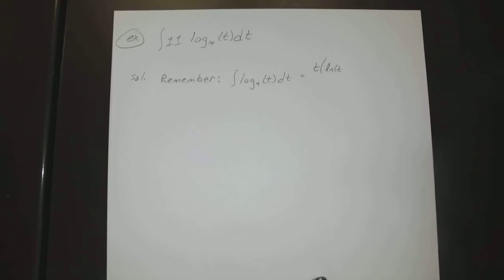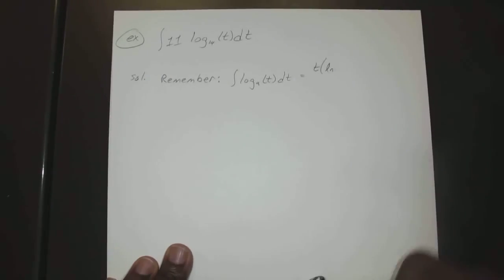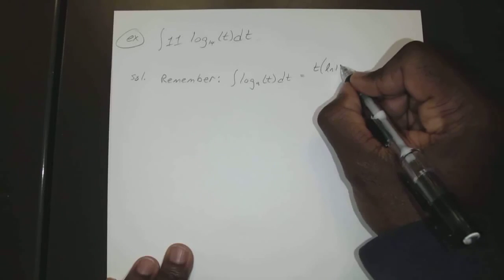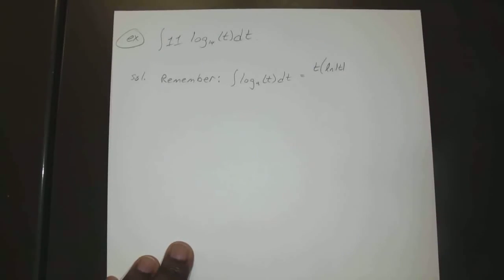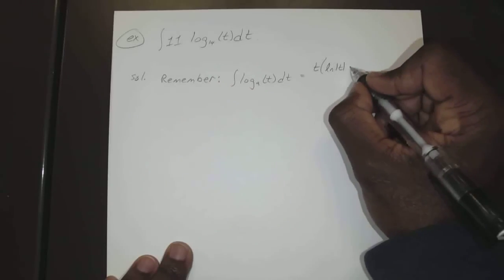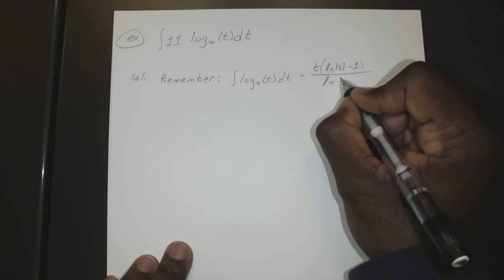That should be the absolute value. Yep, absolute value of t. Well, for the most part, it's usually positive, but they use that as a formality to make it absolute value. Minus 1 over natural log of a.